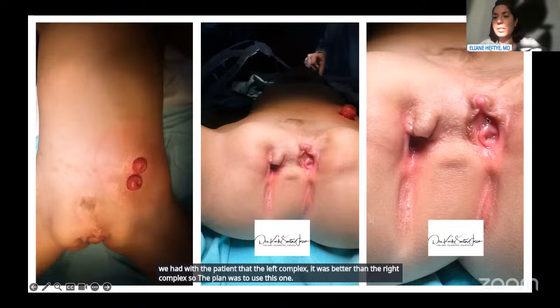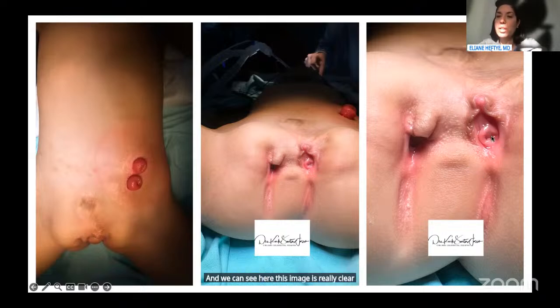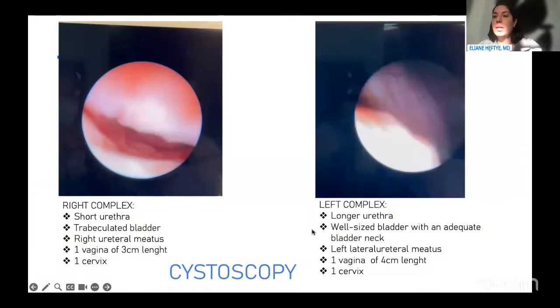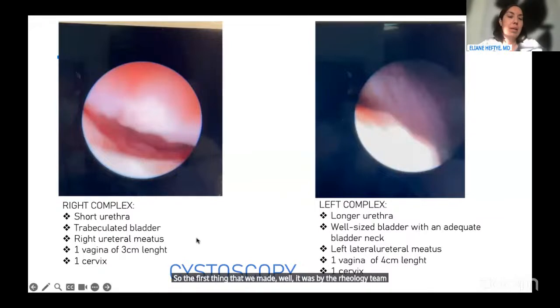And this image is really clear. We can see here the vagina, where the fistula was, and the urethra. So the first thing we did was by the urology team. They performed the diagnostic cystoscopy.